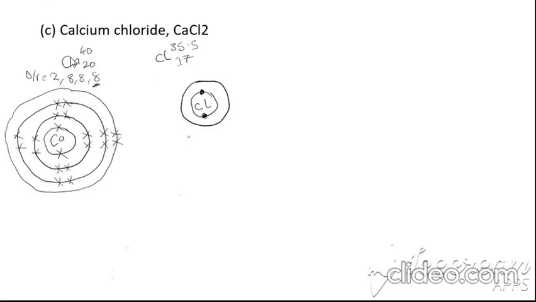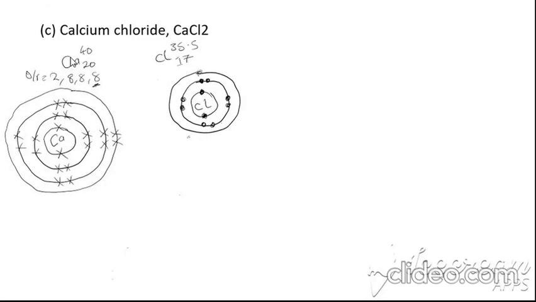Second shell should have how many electrons? 8. So 2, 4, 6, 8. So 8 plus this 2, 10. You subtract from 17, we remain 7 electrons.